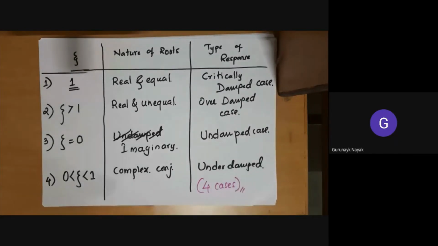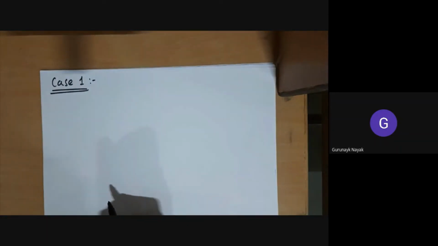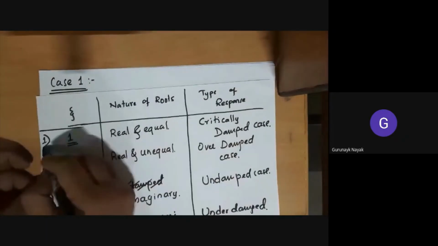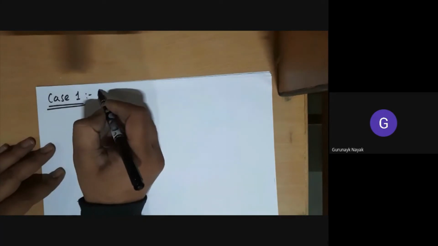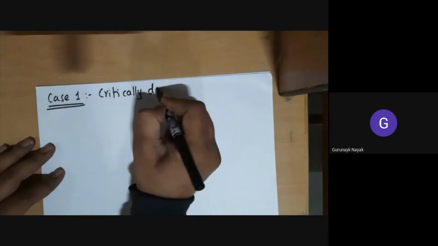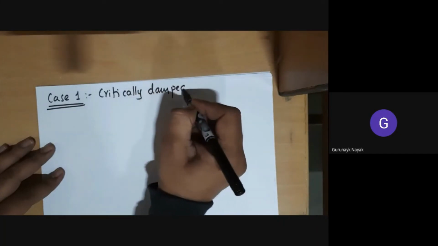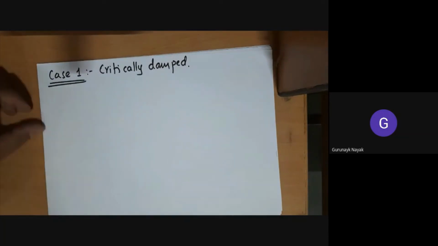So 4 cases. What is our case 1? Case 1 is zeta equal to 1, where roots are real and equal, and it is called the critically damped case. So when I say critically damped system, your mind should immediately recall the value of zeta equal to 1.